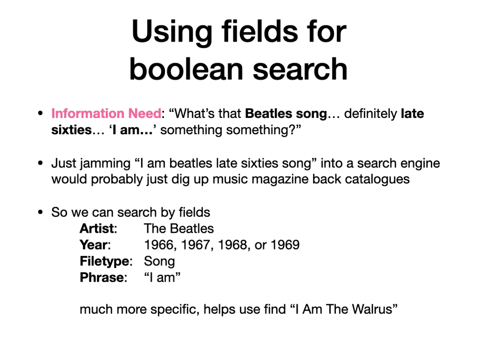But if I'm trying to get this exact song, well, I can achieve that by specifying things about the fields that I actually do know, right? I know the artist is the Beatles. I know the year is probably 66, 67, 68, or 69, so I can input those into the search. I know the file type is a song. I'm not looking for a text document here. And I know the phrase I am is somewhere in the lyrics.